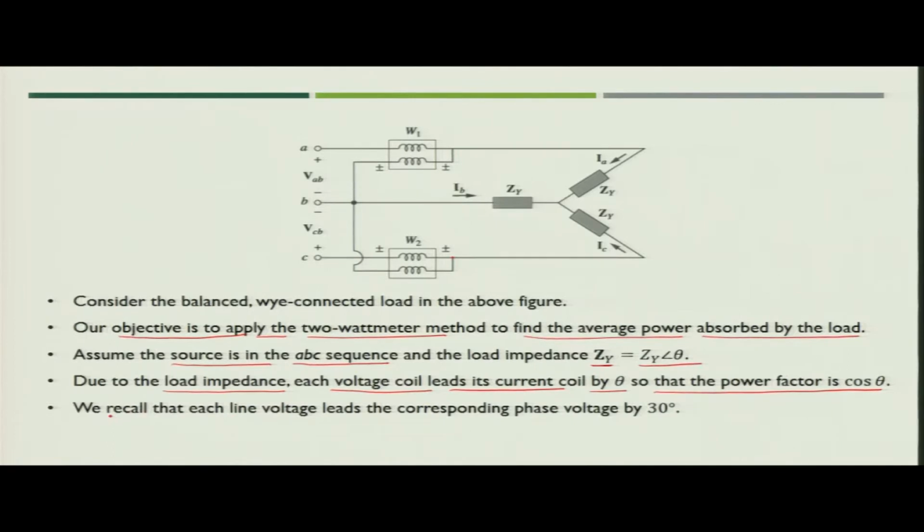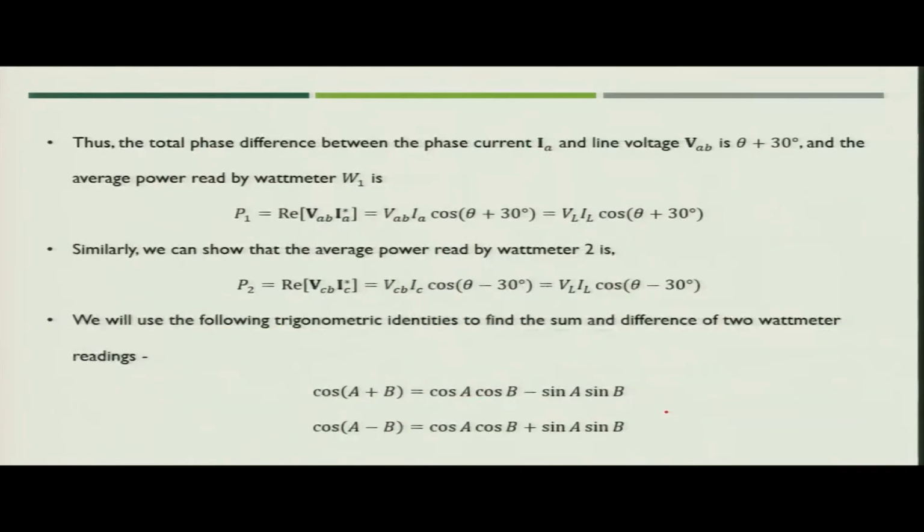Also, if we recall what we discussed in case of a balanced star star or YY connected network, we saw that the line voltage leads the corresponding phase voltage by 30 degree. So, in that case we can write that the total phase difference between phase current IA and the line voltage VAB will be theta plus 30 degree. This we have got when we take the reference as a phase voltage. So, your line voltage will be leading by 30 degree and theta is coming because of the load impedance.